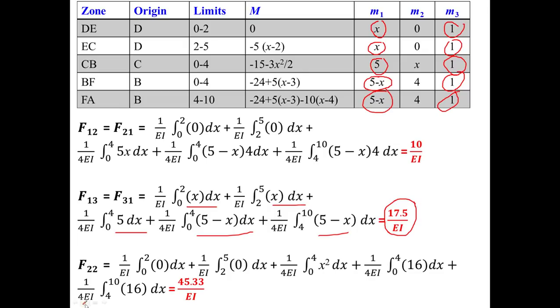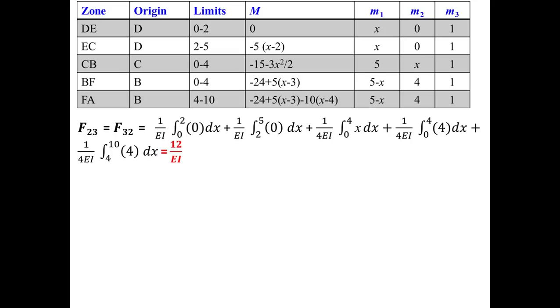M2 into M2 means, if you look at this M2 column, the first zone is 0, the second zone is 0. So the first two zones are 0. Then in the third zone, x into x is x square. Then 4 into 4 is 16 in the fourth and fifth zones. So if you perform this integration, the answer of F22 is 45.33 upon EI. Okay. Next two elements are remaining.